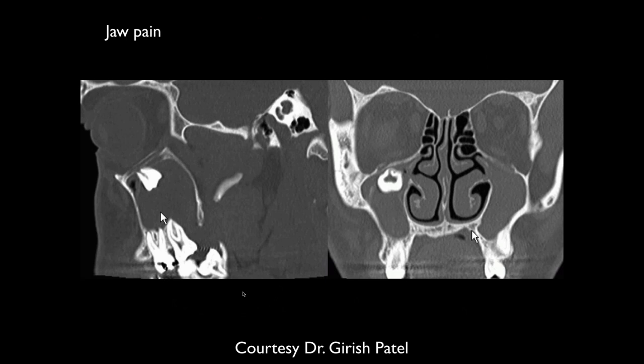Jaw pain. Both maxillary sinuses are filled with some kind of soft tissue or fluid, and there is a tooth that's dislodged up inside of the maxillary sinus. It's like one of those periodontoid cysts.